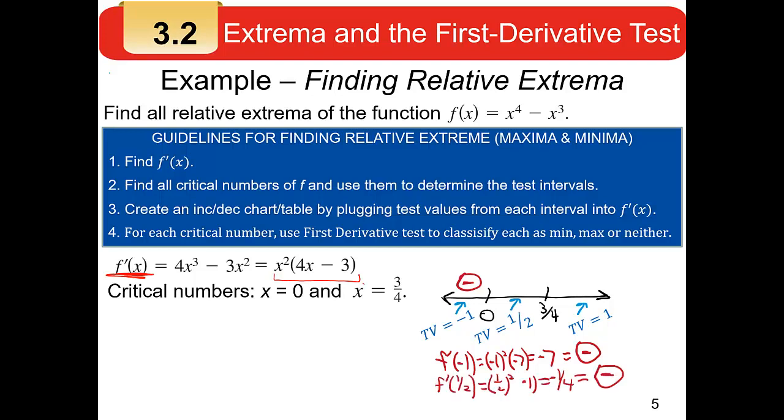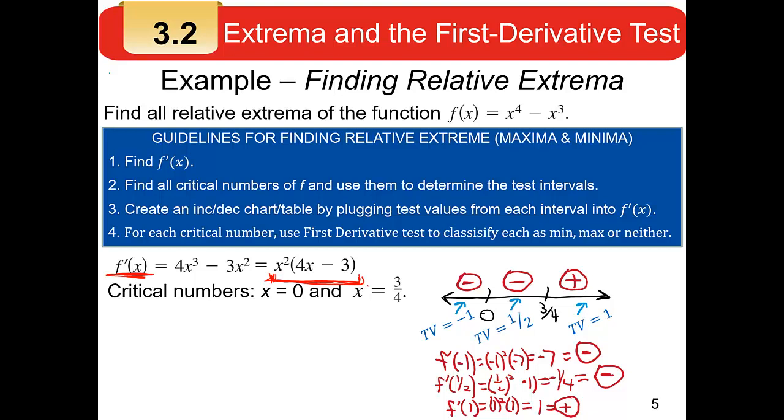Then you move to the next test value, which is a half. If you plug a half into the derivative, again, arithmetic's fairly easy, you come out with -1/4. I don't care that it's -1/4. I just care that it's negative. So I'll put a negative sign in that interval. And finally, I move to the third test value, which is at 1. Plugging 1 in, you get 1. Again, I don't really care that it's 1. I just care that it's positive. So I'll put a positive sign in the third interval.